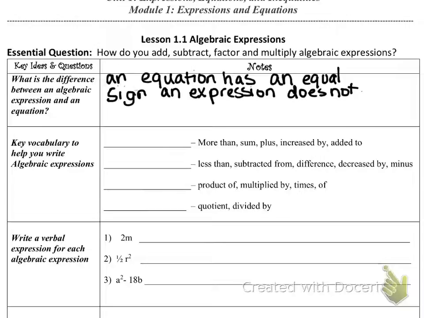All right, some key vocabulary to help you write algebraic expressions. These will also come in handy in the upcoming lessons when we're writing 1- and 2-step equations. More than, sum, plus, increased by, and added to signify addition. Less than, subtracted from, difference, decreased by, and minus is subtraction.